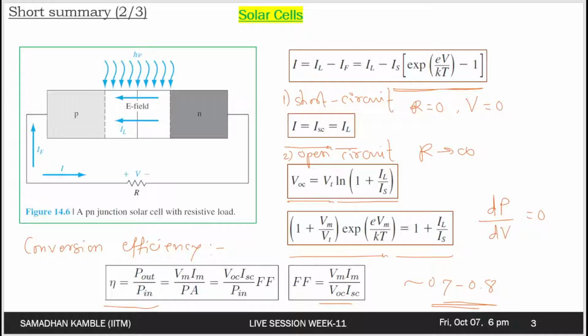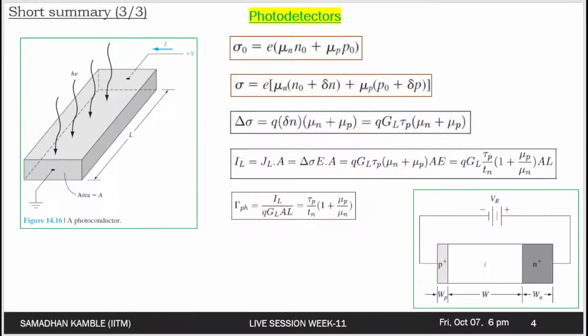Okay, so let us go to our final slide for the summary, and then we move to the class of optical devices called photo detectors. There are several semiconductor devices that can be used to detect the presence of photons, and these devices are called photo detectors. So in a phrase I can say that these are used to detect photons.